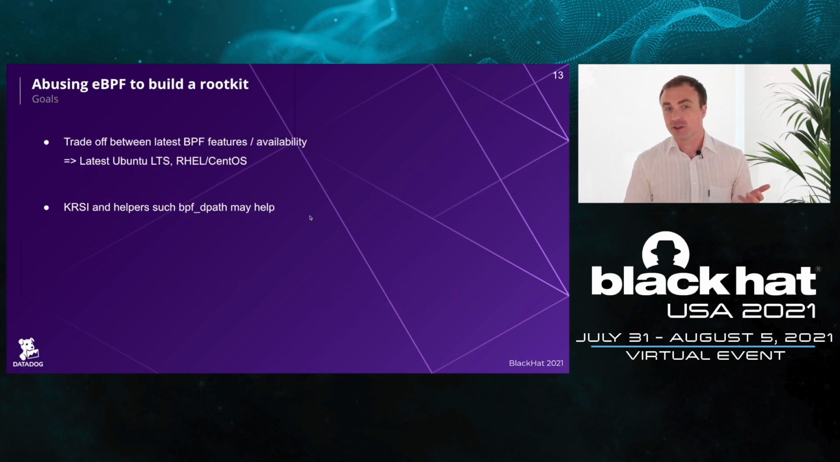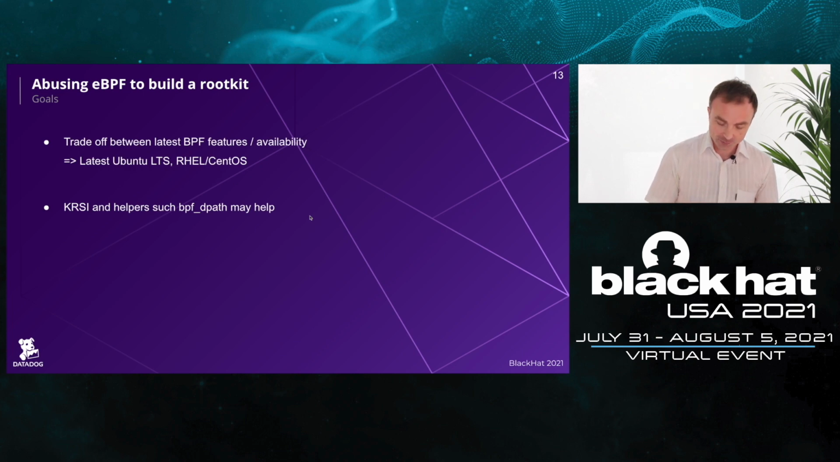As the set of features that is available for our eBPF programs is directly coupled to the kernel version, and every new release brings new helpers and capabilities, we must carefully choose the right balance between the power of new eBPF features and their availability in real-world environments. Using helpers such as bpf_dpath or technologies such as KRSI would probably have made our rootkit easier to write. We decided, though, to use a set of features that would allow our rootkit to run on widely used distributions such as RHEL or the latest Ubuntu LTS.